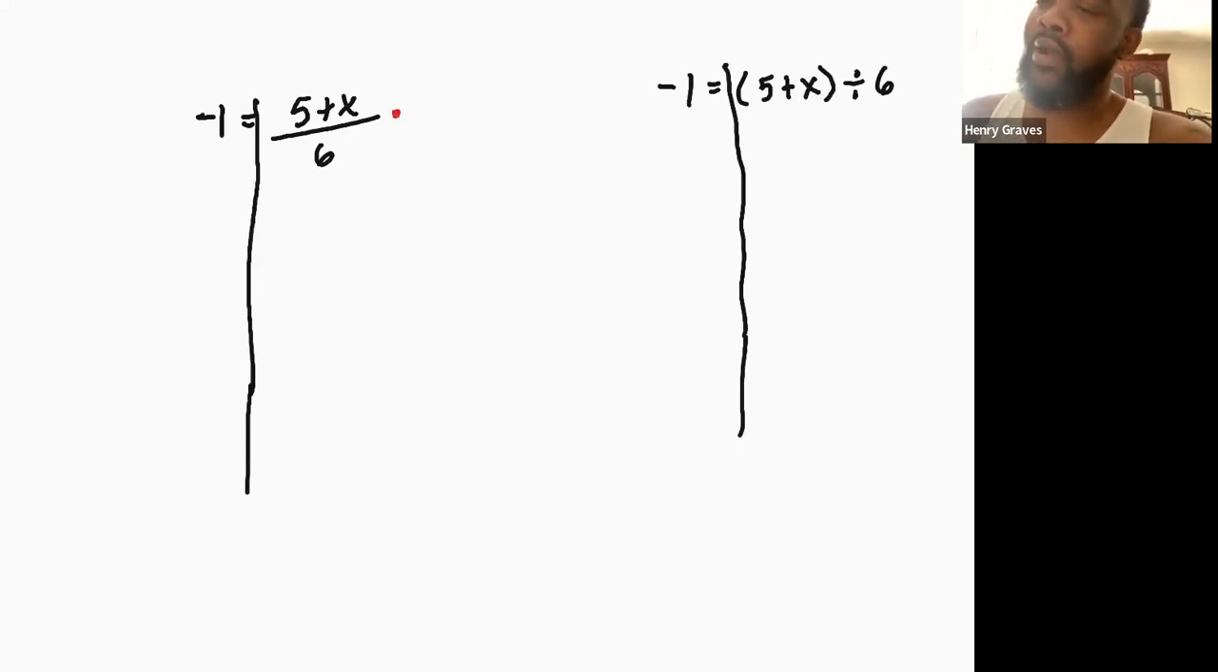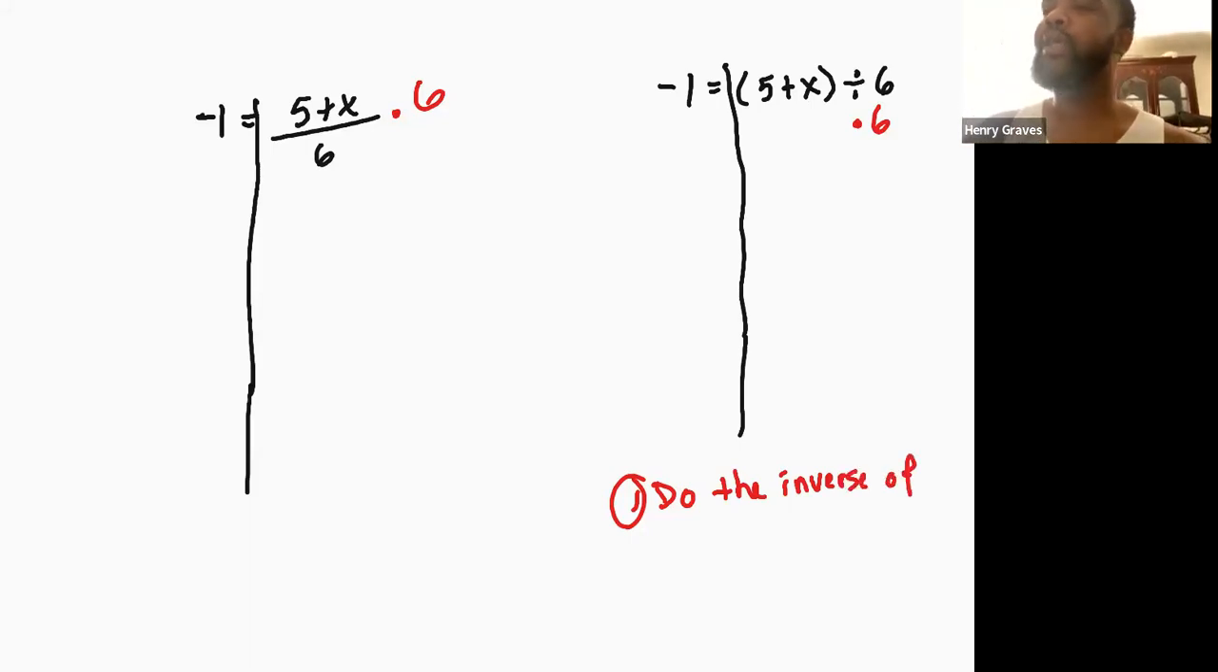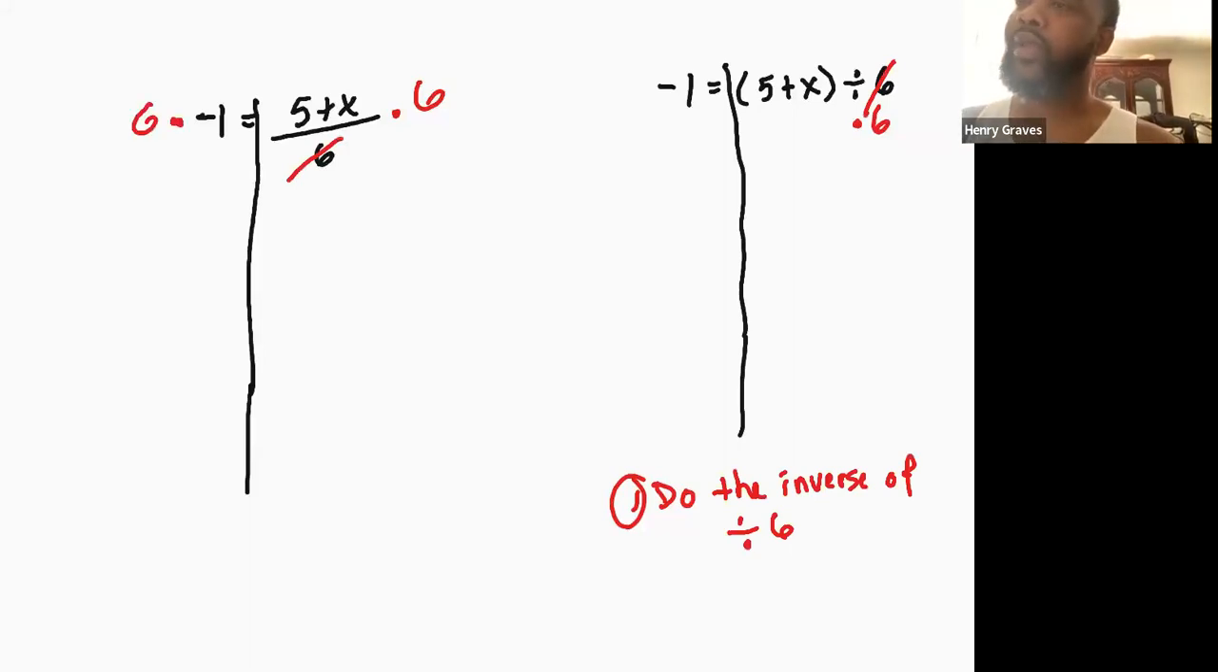So that's my first step here. I'm going to do the inverse of dividing by 6. So when I do that, this goes away completely. Remember, when I do the one side, I must do the same to the other side. Oh, crud. There you go, times 6. And now this goes away here. Now I do my math.